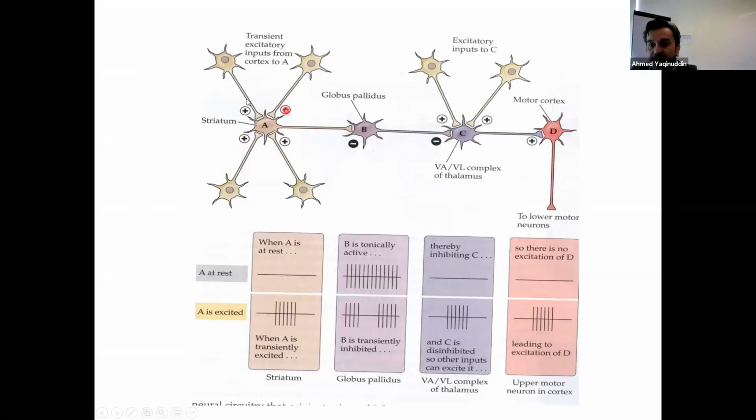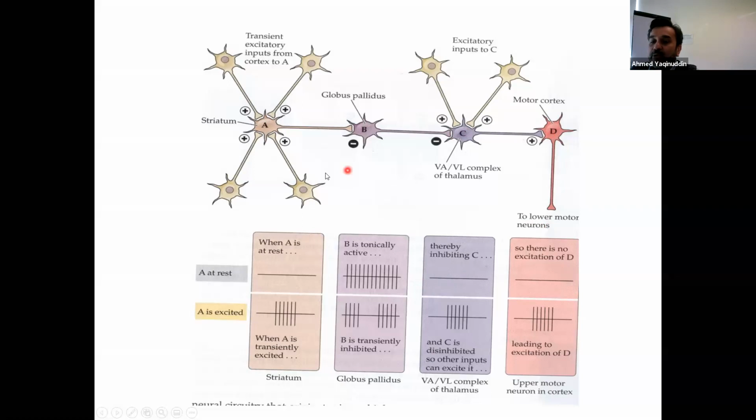These are the neurons of the striatum. These are the neurons of the globus pallidus. And these are the neurons of the thalamus, and this is the motor cortex. Now, what you are seeing is that at rest, these neurons in the globus pallidus, which is the B, are tonically active. So they are continuously inhibiting the thalamus. So thalamus has no activity, and that's why the motor cortex also has no activity.